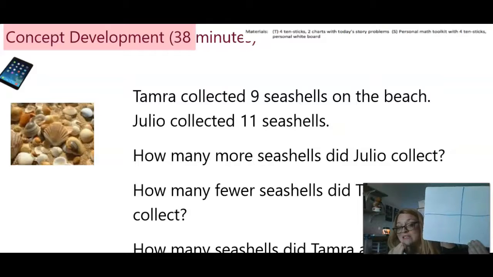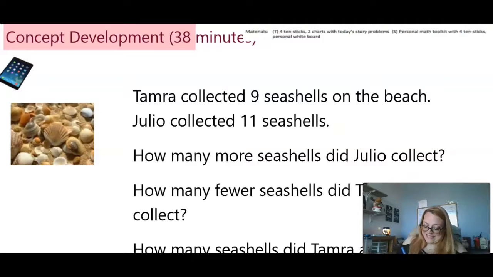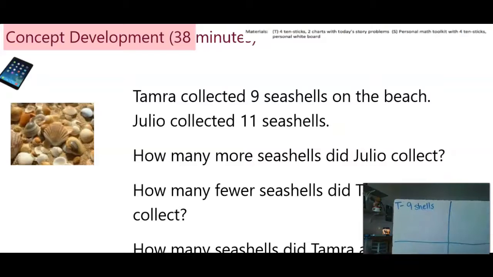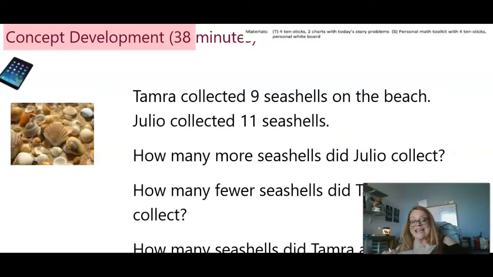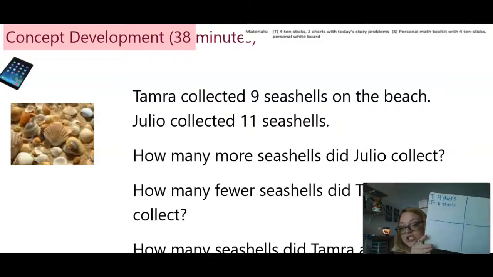We can put them in our important information box, right? So Tamara collected 9 seashells on the beach. How many did Tamara collect? 9. So I'm just going to write a T, 9 shells. Julio collected 11 shells. How many did Julio collect? 11. So I'm going to write a J, 11 shells. That's just my information, all right?